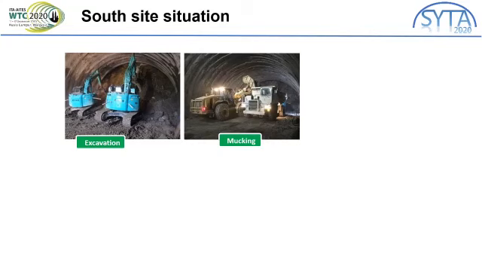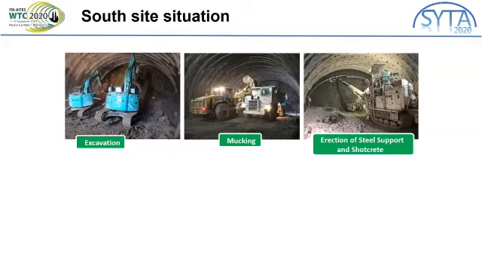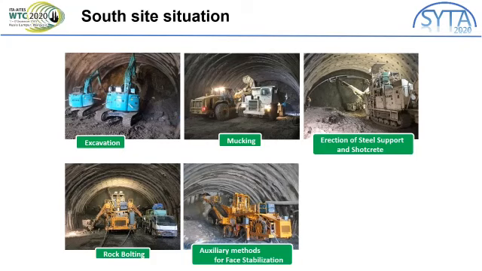Mucking was done with a large wheel loader and large dump trucks. This photo shows the erection of steel supports by using a shotcrete machine with erection booms. You can efficiently perform shotcrete and erect steel supports without replacing the machine. To install the rock bolts and auxiliary method, a drill jumbo with 3 booms and 2 baskets was used.